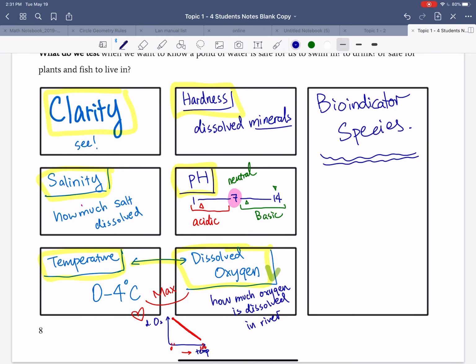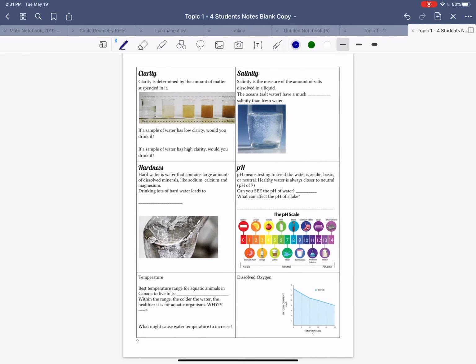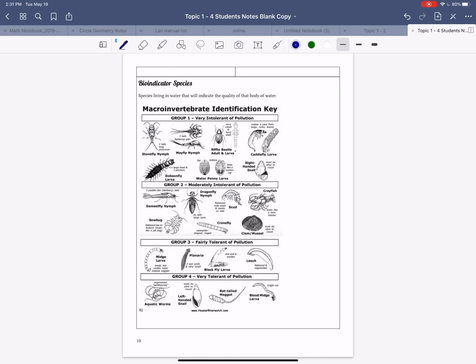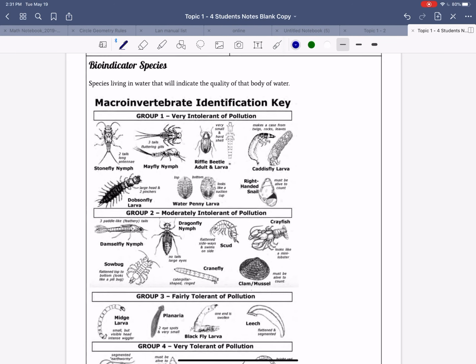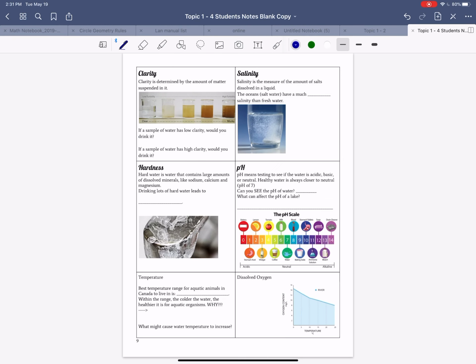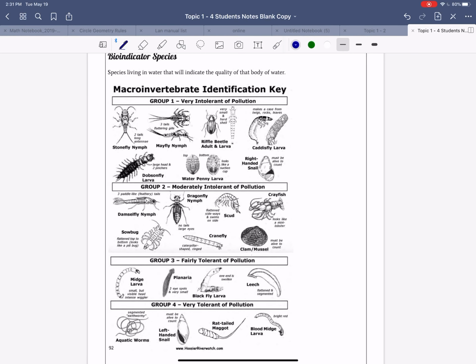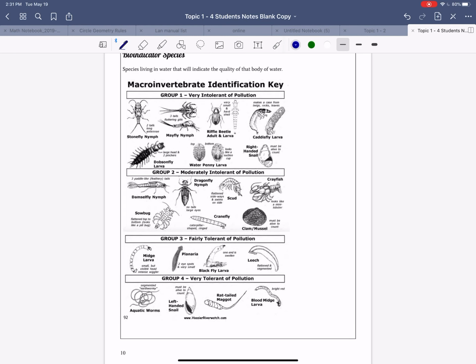So bioindicator species, ooh, next page. Bioindicator species, I'm going to just talk about it straight here. Okay, sorry, we're skipping a page, but we're going to get back to it, okay? This is basically a detailed explanation for each one of them. So I'm going to talk about bioindicator species here. These are the species you might find in a river, and they're divided into different groups.